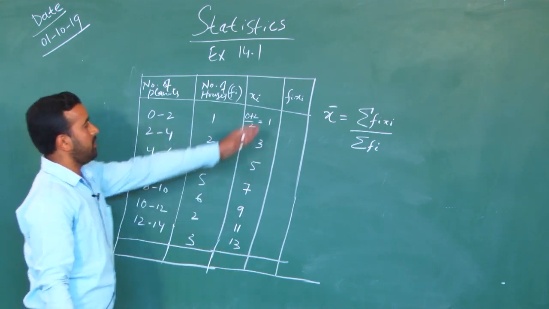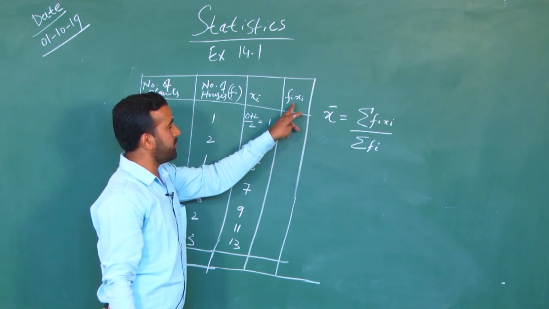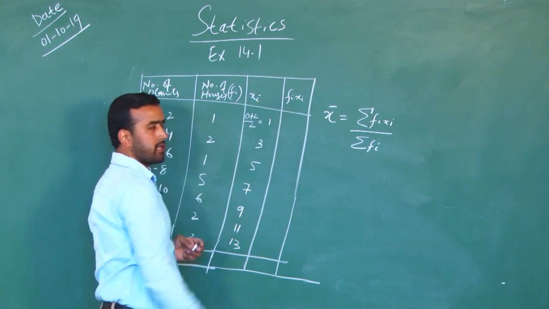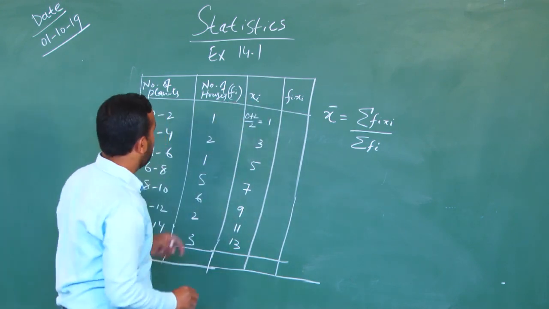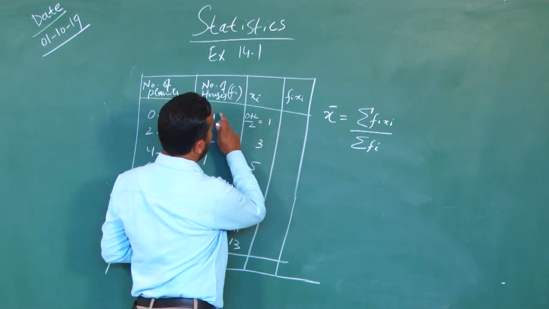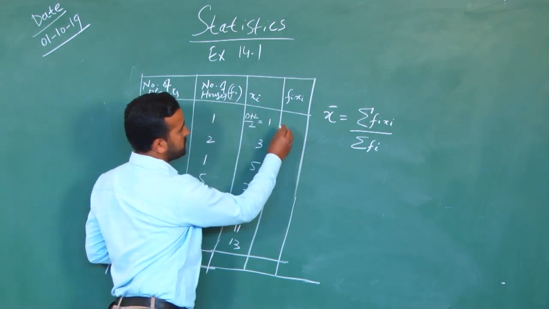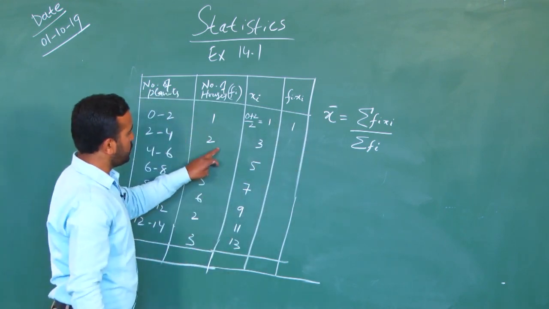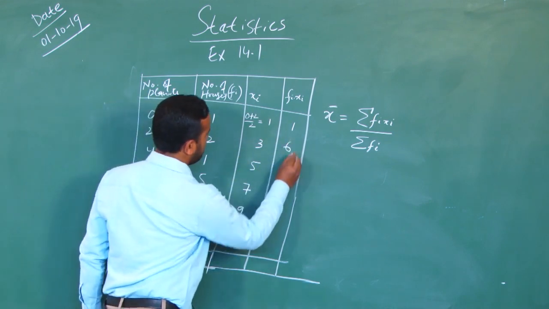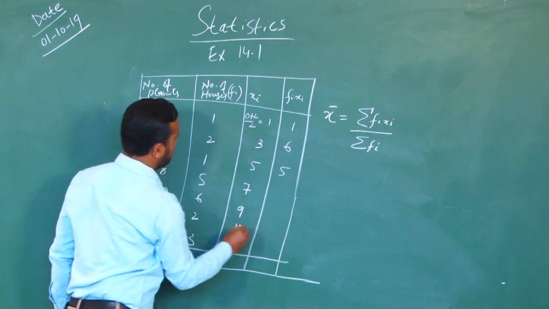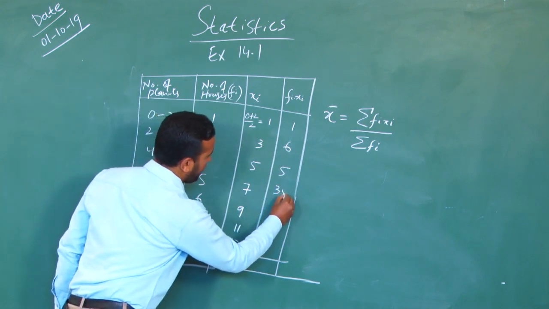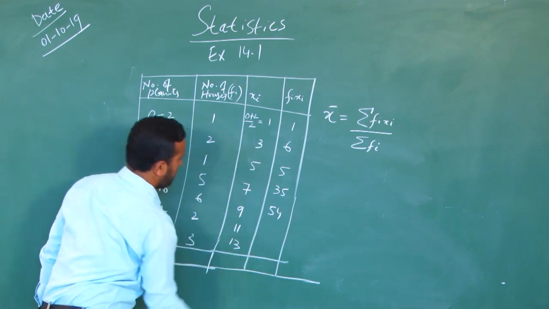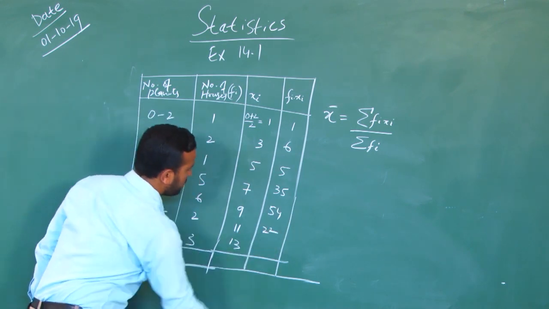Now in this column, as the formula is written there, fi multiplied by xi. So we have to multiply the frequencies with the corresponding xi values. That is the variable under study. Let us multiply. fi is 1, xi is 1, so it is 1 multiplied by 1, it is 1. Then 2 multiplied by 3, it is 6. 5 multiplied by 1, it is 5. 7 multiplied by 5, it is 35. 9 multiplied by 6, it is 54. And then it is 22.